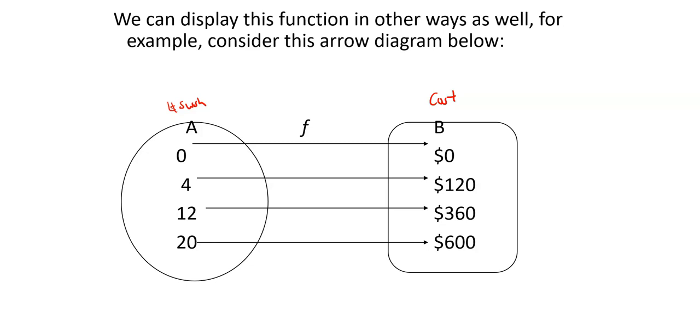And you notice that it's a mapping from one column to the other. And so 0 sweatshirts cost me $0. 4 sweatshirts cost me $120. 12 sweatshirts cost me $360, and so forth. Obviously, there's a lot of numbers in between that are missing, but that's the basic of a mapping diagram.